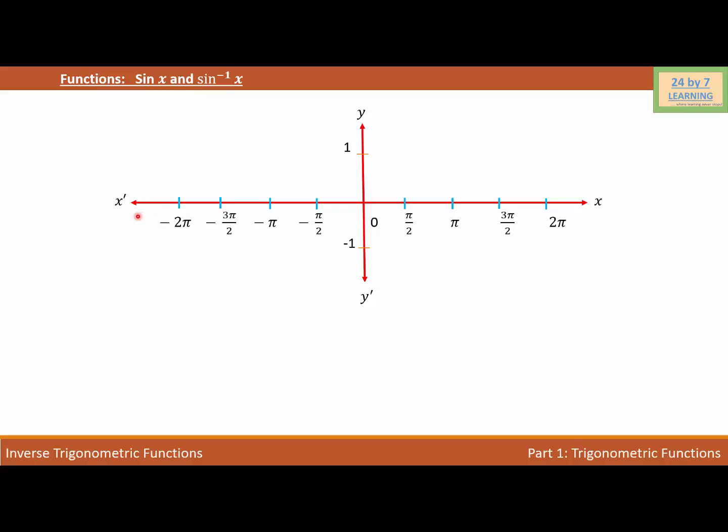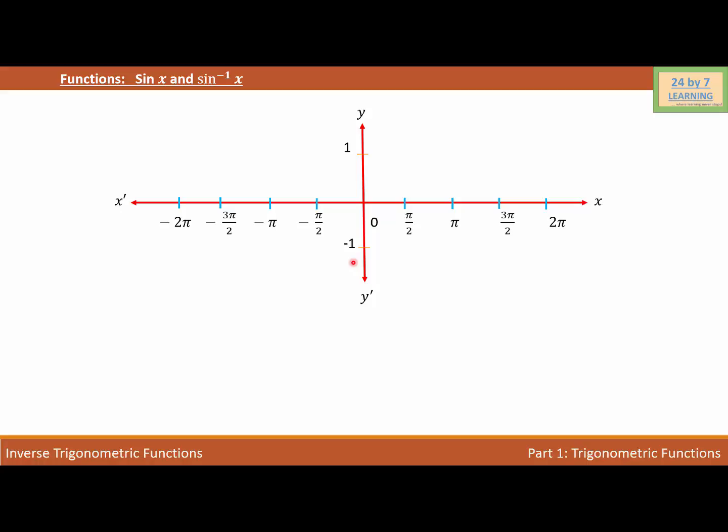As you can see, I have the x-axis over here, and this is my y-axis. This is my origin, so this is 0. On the right side of 0, I have the coordinates pi over 2, pi, 3 pi over 2 and 2 pi, and on the left-hand side I have negative pi over 2, negative pi, negative 3 pi over 2 and negative 2 pi. And these are my values on the y-axis, which are 1 and negative 1.